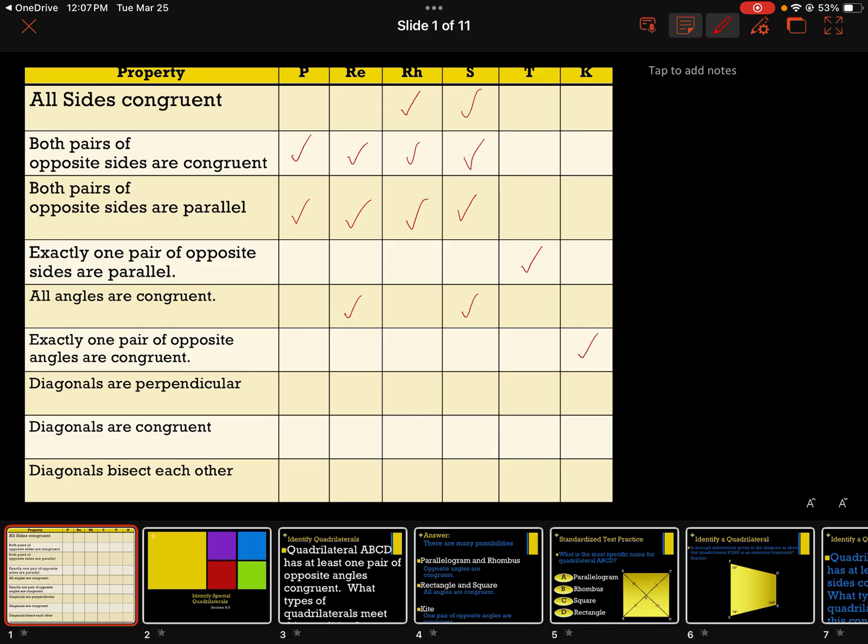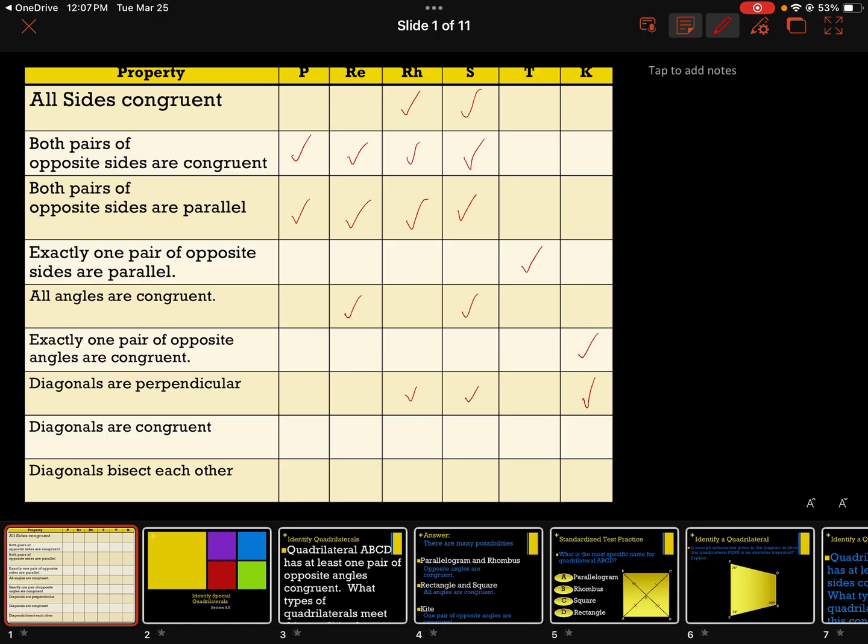Parallelograms have both pairs of opposite angles congruent. Trapezoids don't have any. Diagonals are perpendicular. We know that works for a rhombus. It also works for every other type of rhombus, so square. Don't forget, kites also have perpendicular diagonals.